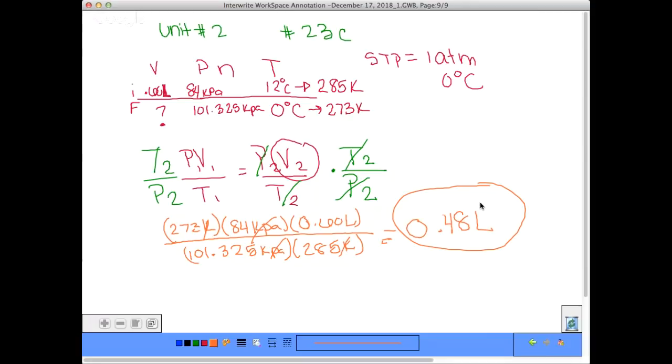Number 1D on the Unit 2 gas laws homework.